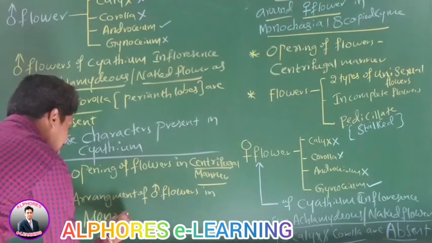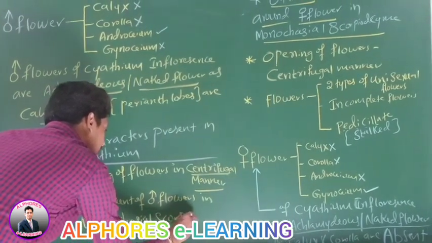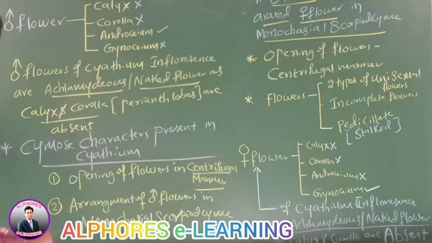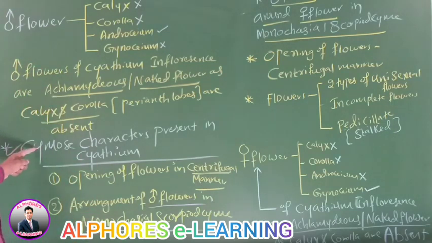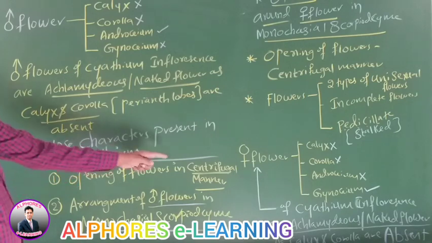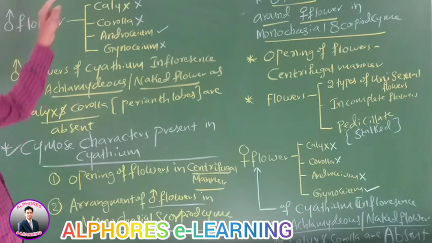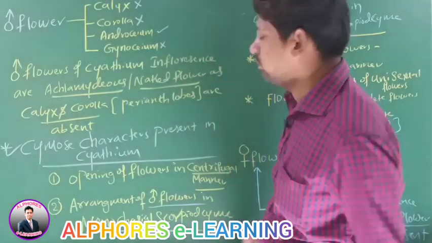Arrangement of male flowers in which manner, sir? In monochasial scorpioid cyme manner. These two are cymose characters present in cyathium inflorescence. Flowers open in centrifugal manner, which is a cymose character. Male flowers are arranged in monochasial scorpioid cyme manner. This is also a cymose character. Now go for the example of cyathium inflorescence.